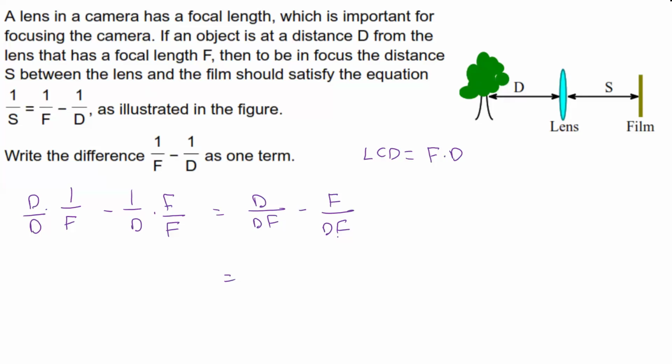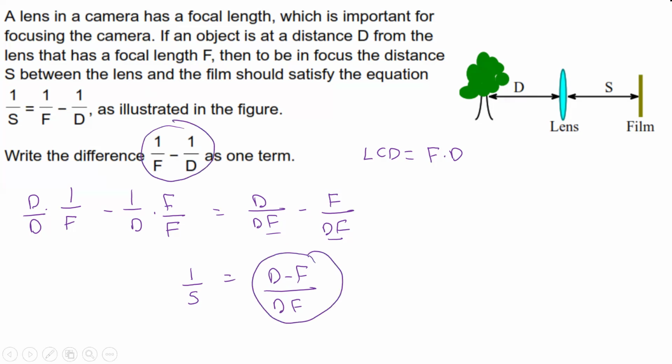With a common denominator now, df, df, we just take d minus f all over df. And that's going to be our 1 over s. So that's what we've done: we've basically put those two pieces into one term. Okay, all right, let's stop there.